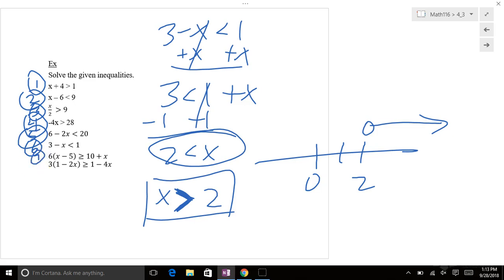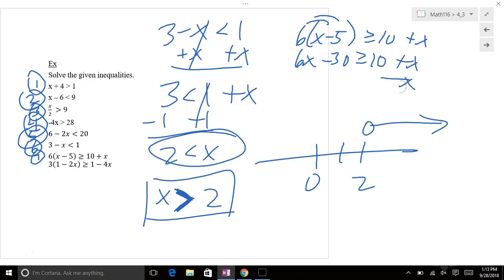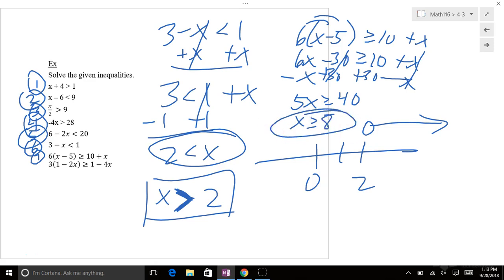Number 7, 6 times x minus 5 greater than or equal to 10 plus x. Distribute that. 6x minus 30 greater than or equal to 10 plus x. Get all your x's on one side, get your numbers on the other. So 5x greater than or equal to 40, divided by 5, and that's a positive 5, so no issues. x is greater than or equal to 8.